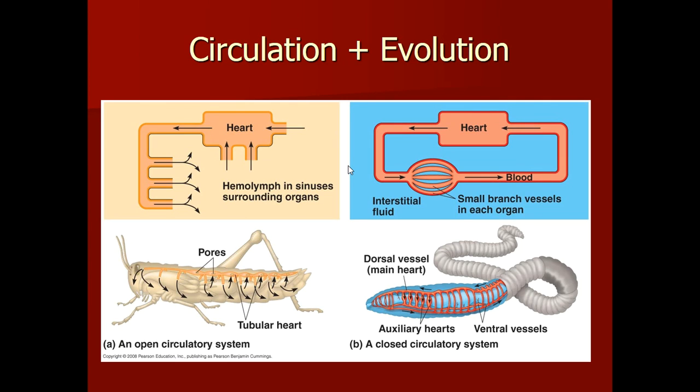That works fine if you're small enough. That's why insects have a limit. They can only get it to the cells that are there. But when you develop a closed circulatory system, you can control the flow. And we can see what it does with the elephant seals. You can see what it does for worms and us, right?